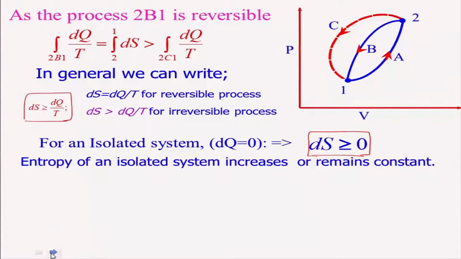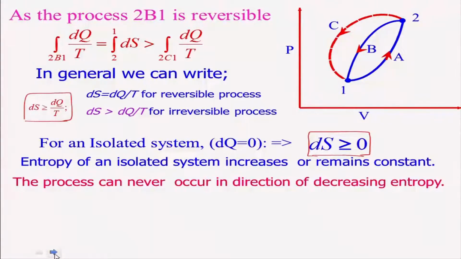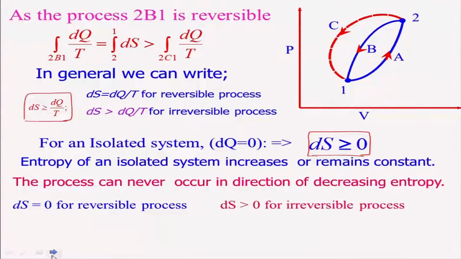But if you look at the first law of thermodynamics, we have seen that in the case of an isolated system, energy is conserved. In this case, it need not be. Entropy is not a conserved property. So the process can never occur in the direction of decreasing entropy. Whenever the entropy change is equal to 0, the process is reversible, and if the entropy change is greater than 0, it is an irreversible process.